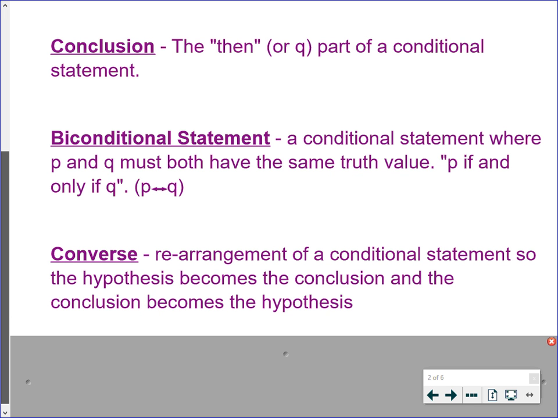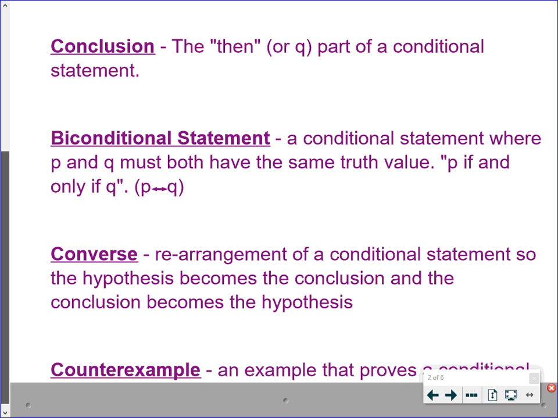The converse of a conditional or biconditional statement. This is the rearrangement of a conditional statement, so the hypothesis becomes the conclusion, and the conclusion becomes the hypothesis. So we're essentially taking the Q and putting the Q with the if part at the beginning, and taking the P and putting that with the then part. So converse is the rearrangement of a conditional statement so that the hypothesis becomes the conclusion and vice versa.